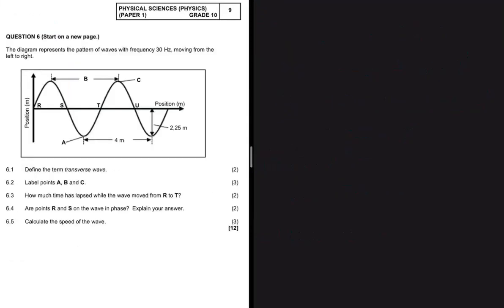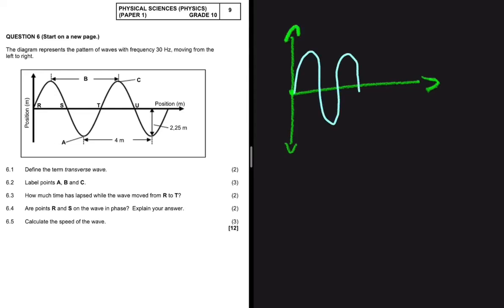What is a transverse wave? It is a wave where the movement of particles of the medium is perpendicular to the direction of propagation of the wave. What do we even mean by that? If your wave is going from west to east, then you would expect the movement of particles to be perpendicular. So as a result, your transverse wave will always look like this.